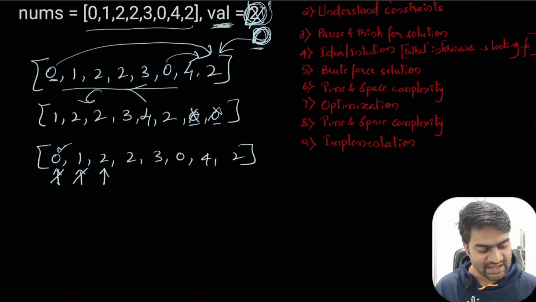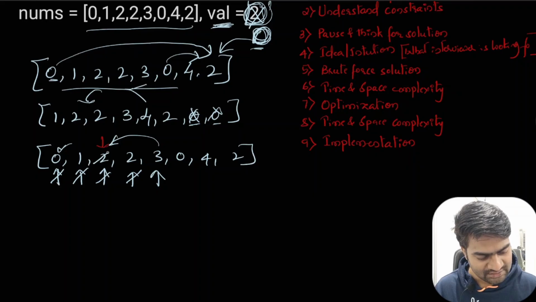Then next I will go to a number which is not 2. Now I will simply put this pointer here for reference to this particular 2. Now I will check the next number. Is this number 2? Yes, it is. Then I will skip and move. Now if you see, I have a different number. So if that is the case, I will simply move this number here. So this will become 3.